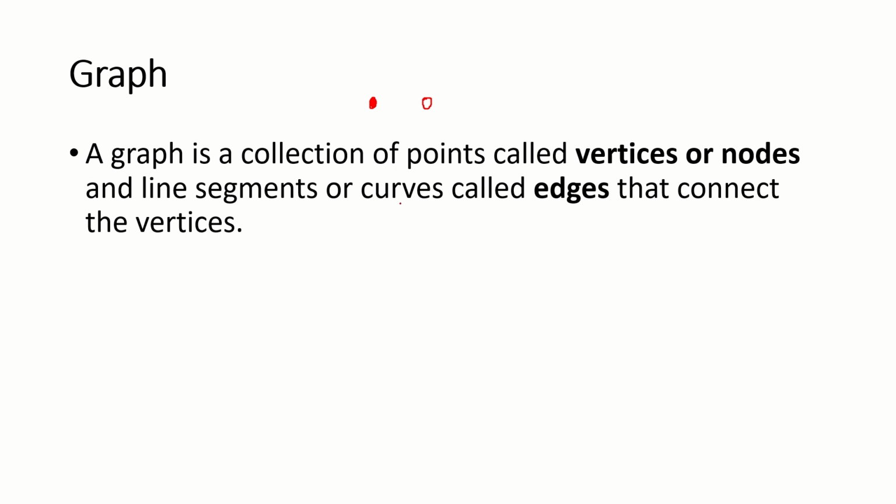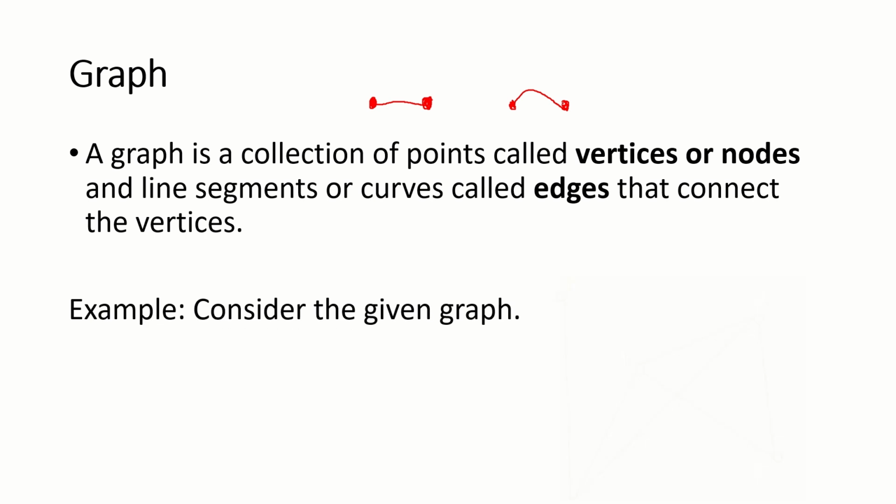It's a collection of points called vertices or nodes, and line segments or curves called edges that connect the vertices. So, say for example, if we have these two nodes or vertices, an edge looks like this. It's either a curve or a straight line. Okay, so we can draw it like that too. So edges can be straight lines or curves.